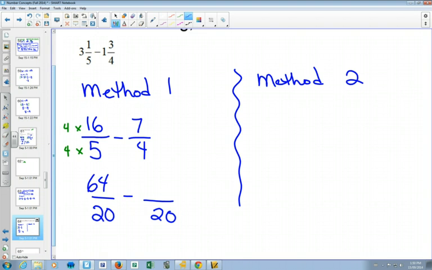Method 1 always gives us bigger numbers. So that means you started off with 64 pieces. And for the common denominator here, to get 20, you'd have to multiply by 5. 7 times 5 is 35. So you had 64 pieces in total to begin with. You ate 35 of them. How many pieces are you left with?